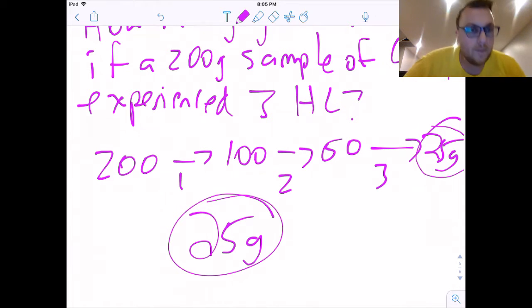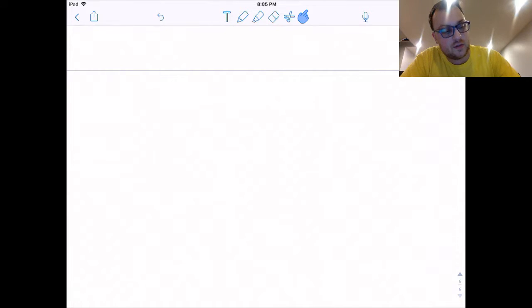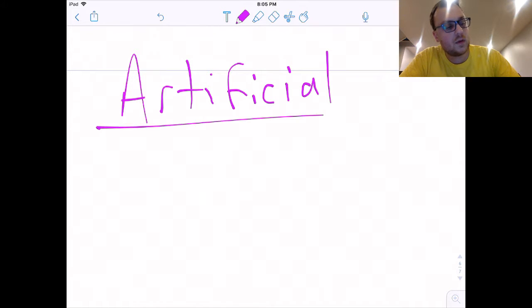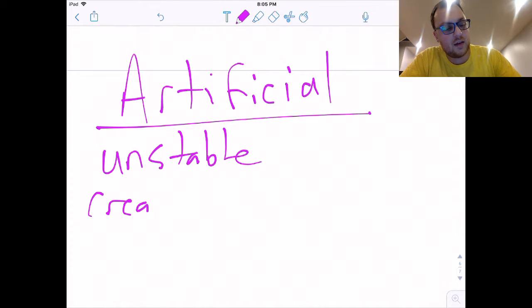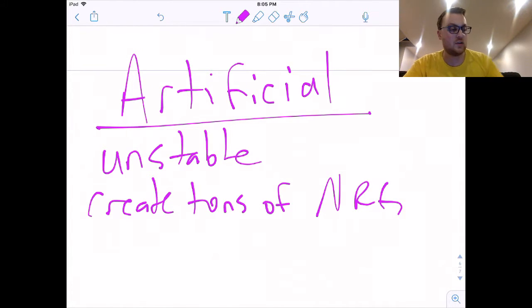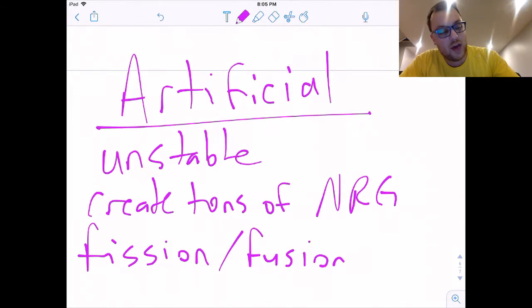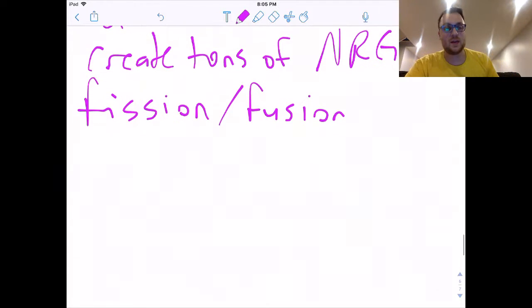Okay, there's artificial transmutations. So these are still unstable. They create tons of energy. Usually we're talking about fission and fusion here. So we're really cranking out the energy. The ones you'll see, like I said, are fission and fusion. And the easiest way to tell that you have artificial, even generically speaking, even if it's not fission or fusion, is if you have two reactants.